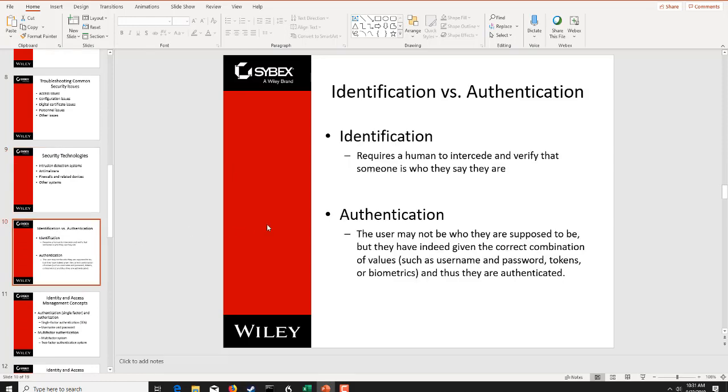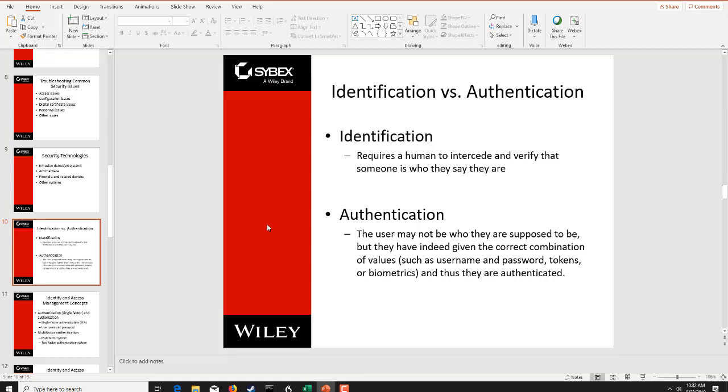So with identification versus authentication, we're going to get into what both of them are. Identification requires a human to intercede and verify that someone is who they say they are. That's having a security guard at a front desk or a receptionist checking a badge. It's not automated. Authentication is automated.